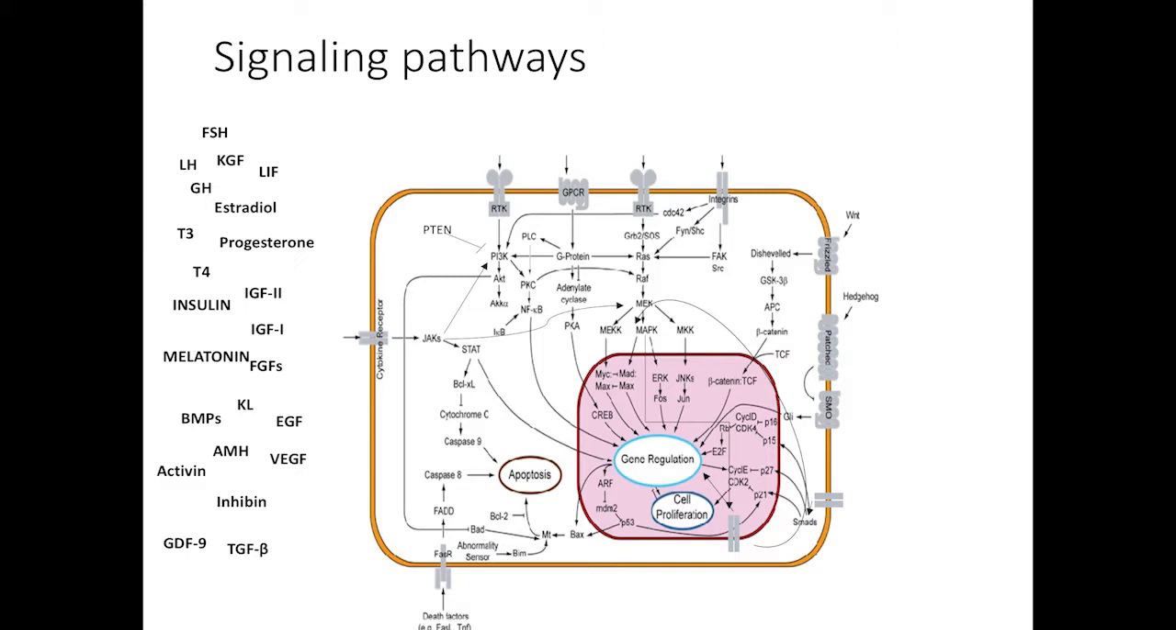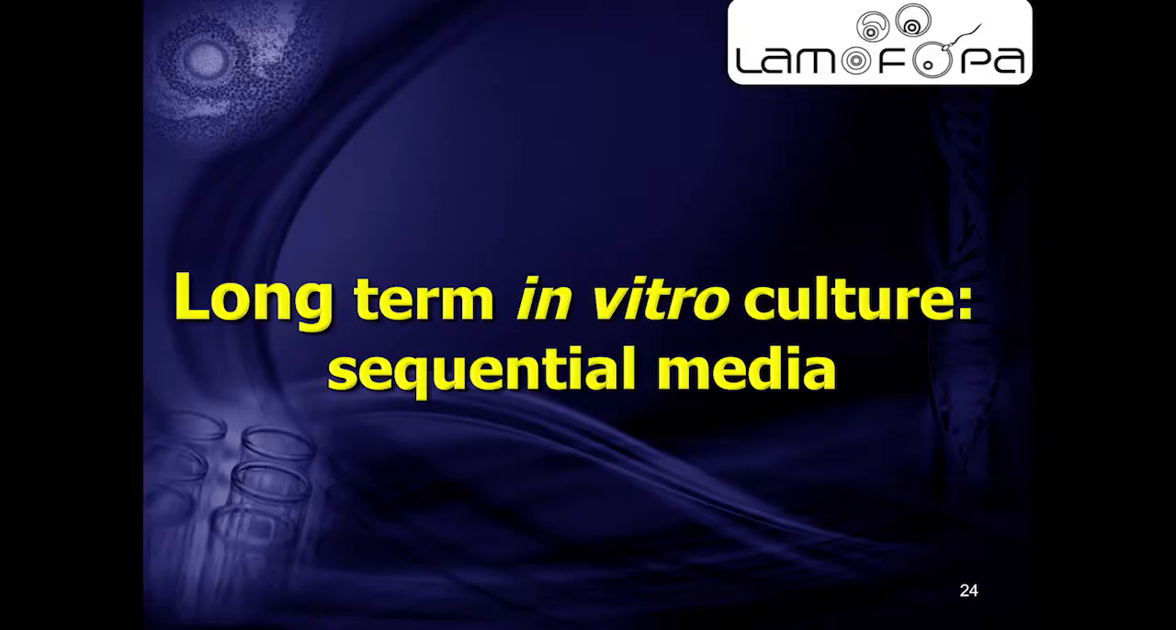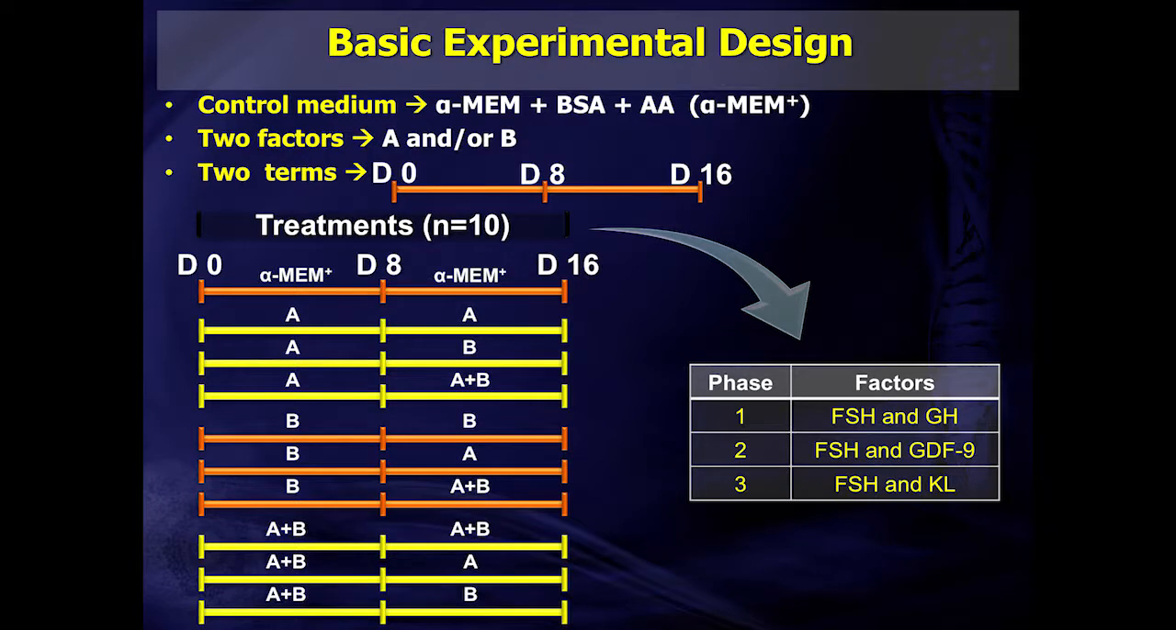Now, I'm going to show you an example of long-term in vitro culture to develop sequential media. In these protocols, ovarian fragments were cultured for 16 days in a control medium or control medium supplemented with 2 factors, A and/or B, added in the first and/or second half of culture, resulting in 10 treatments. Just to give you an example, we tested the combination of FSH and GH, or GDF9, or KL.